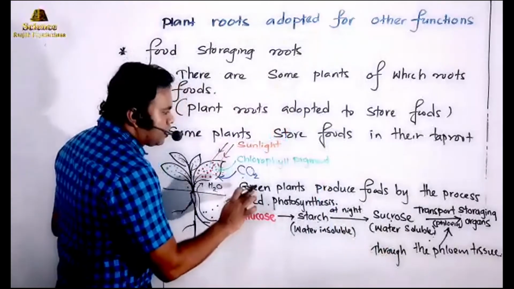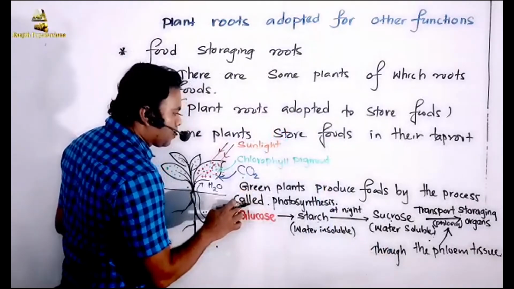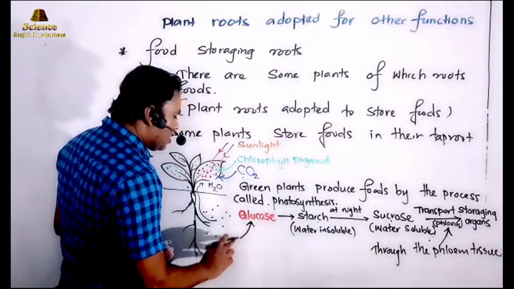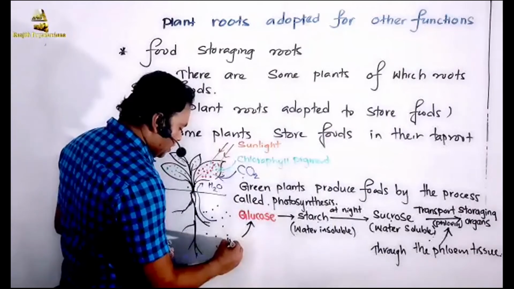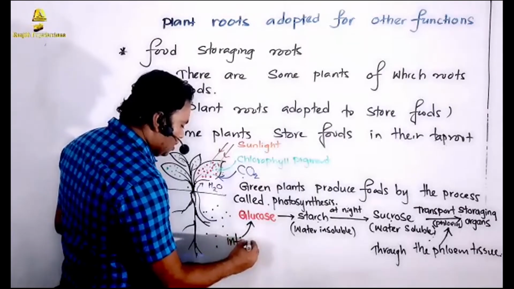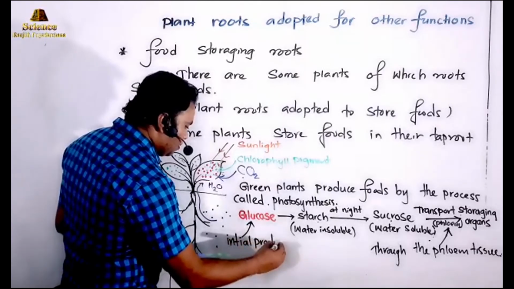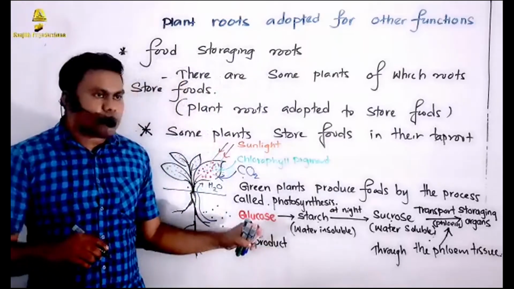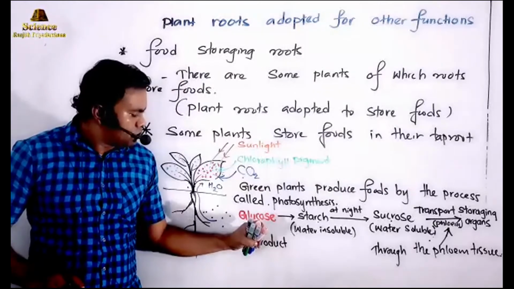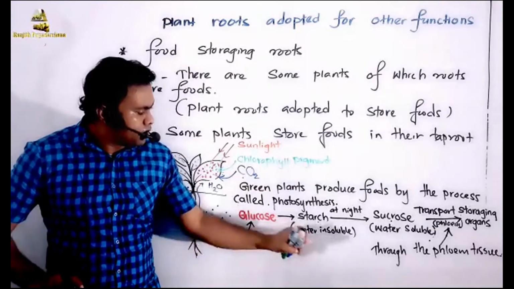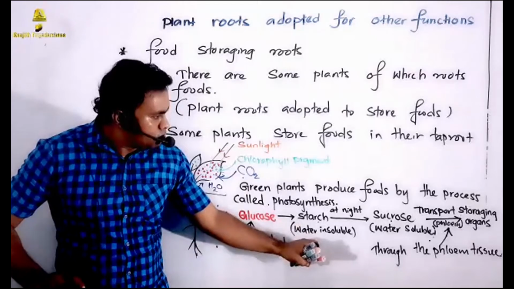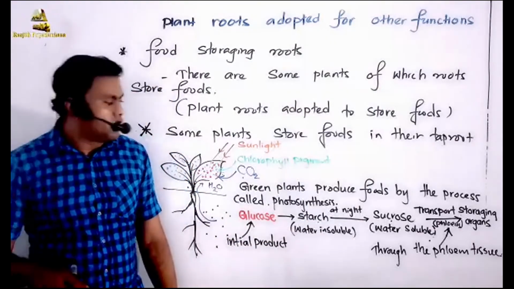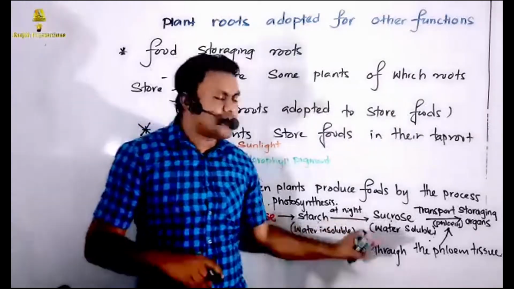Okay, now look at this. Green plants produce foods by a process called photosynthesis. We can tell that the initial product is glucose. Then starch, which is water insoluble. Then it is converted into what?